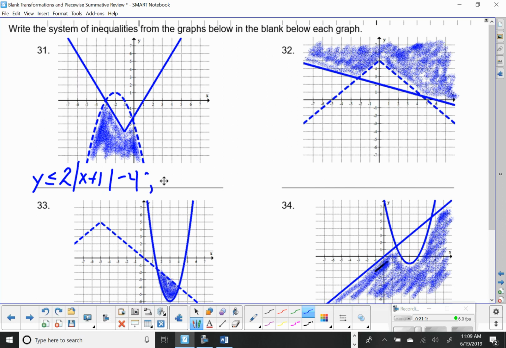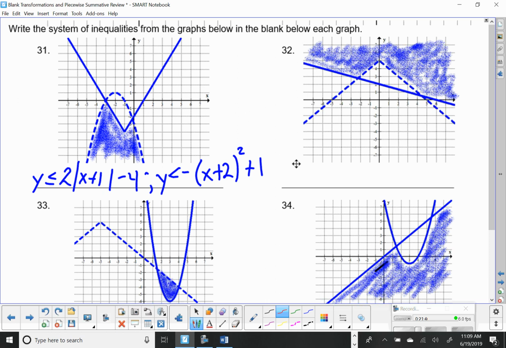And then the other one is a parabola, so it's y, and I'm shaded below, so y is less than. It's upside down, so I'm going to have a negative. Right 1, down 1, I'm good. So I'm going to have x plus 2, quantity squared, plus 1. It went left 2, up 1. All done with that.